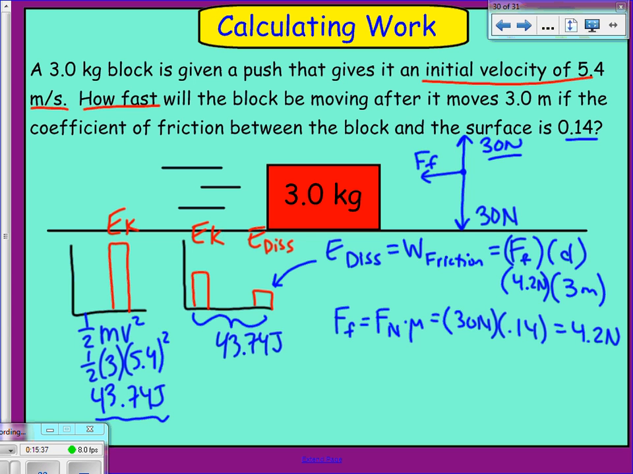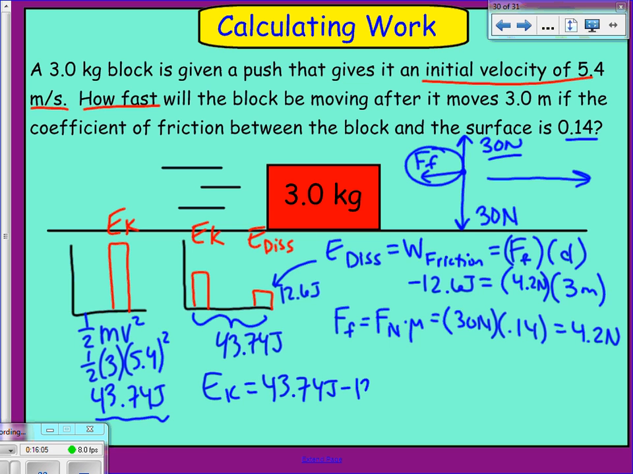4.2 times 3 is going to be 12.6, and since the force friction is facing the opposite direction of displacement, this is going to be negative. So all that tells us is that 12.6 joules of energy has been lost to dissipated energy. So that must mean EK is going to be the total energy, which is 43.74 joules, minus the dissipated energy, which is 12.6 joules. And so that ends up giving me my amount of kinetic energy of approximately 31.14 joules of kinetic energy.